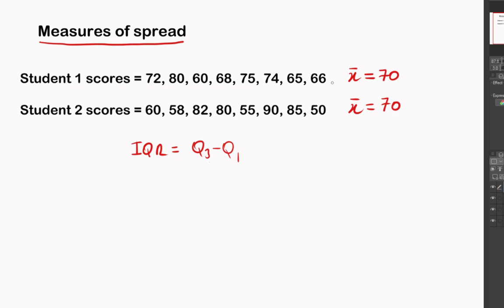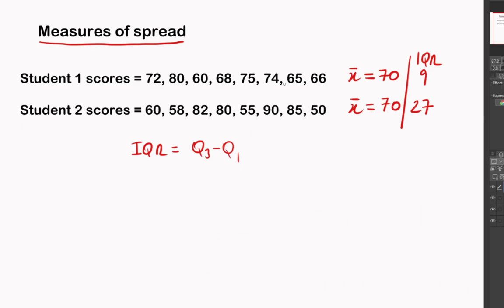Now, I've also worked it out for these two sets of data, and in fact, let's draw it here. The interquartile range of the first student is actually 9. And interquartile range for the second student is actually 27. So you can actually see there is a lot more spread with the second student's scores than the first. The first one is a lot more consistent, whereas the second student's are going up and down a bit.